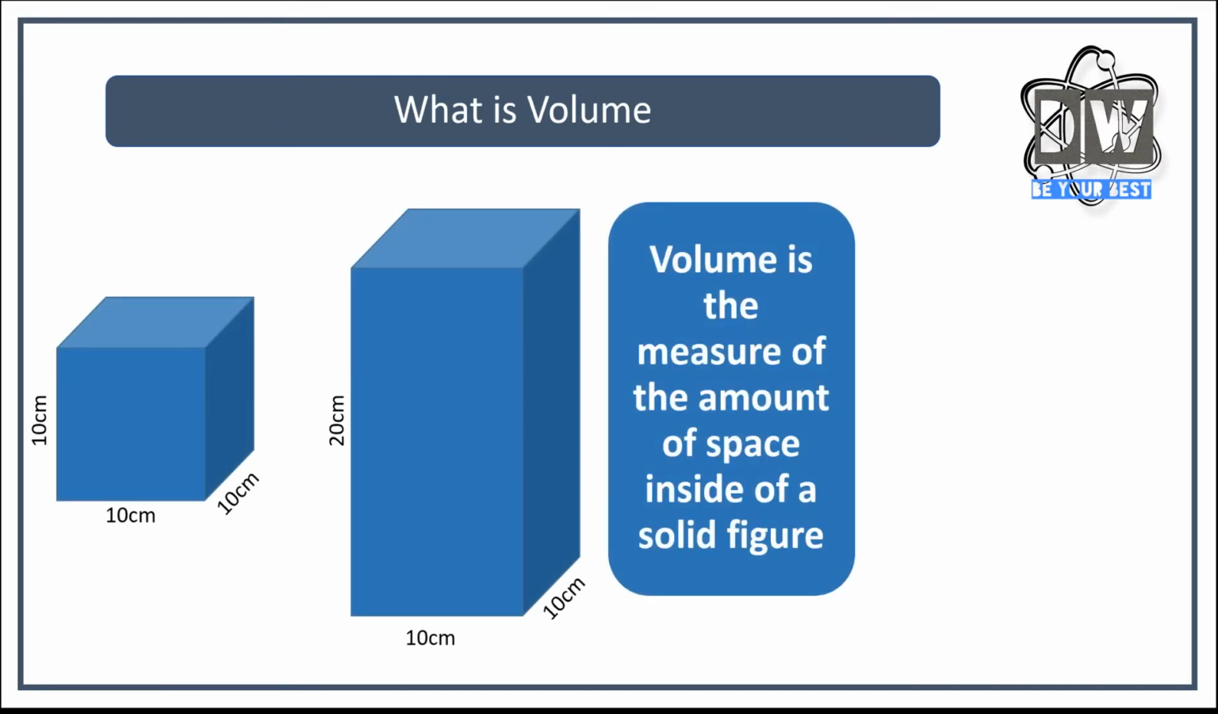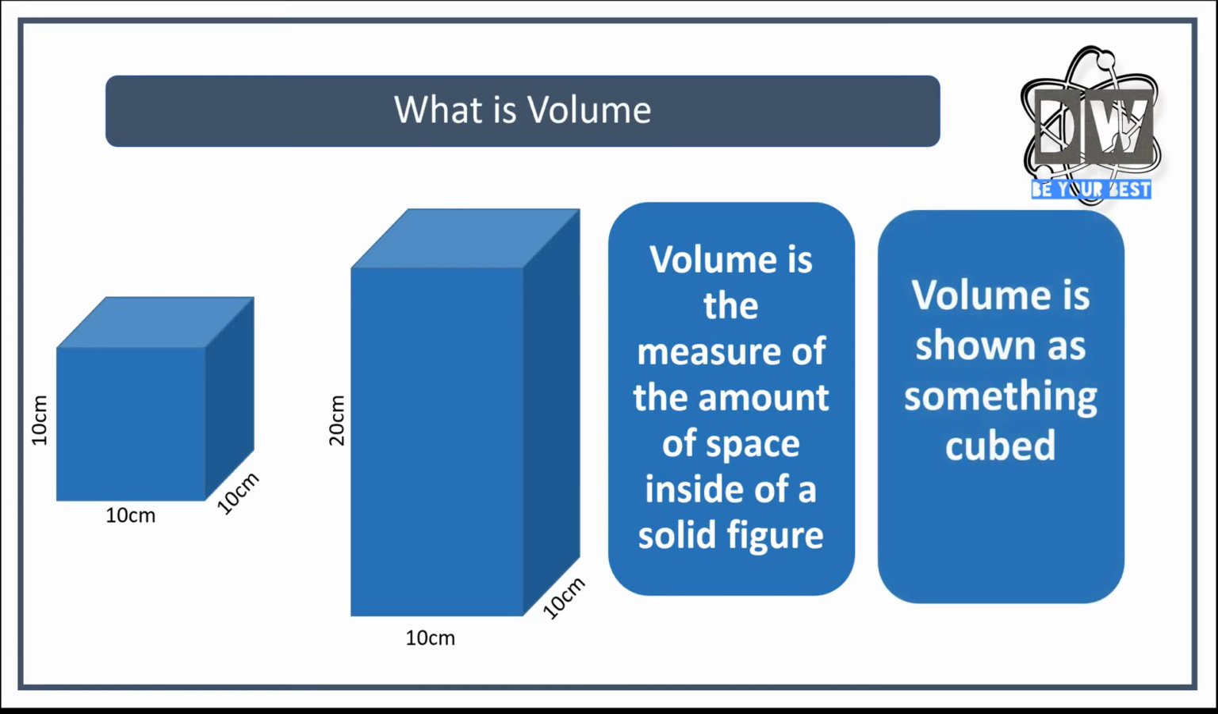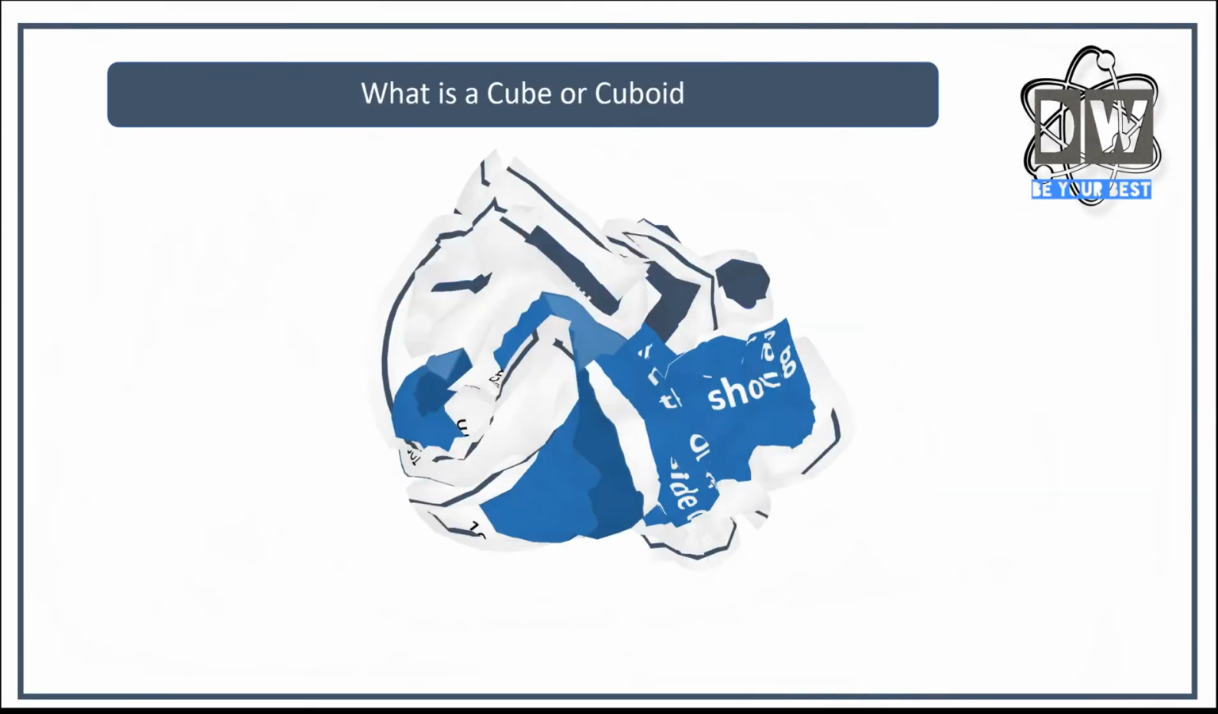Volume is a measure of the amount of space inside a solid figure. So we've looked at area before, which is like the floor area. And volume is like the room. How many boxes could we fill up a room with would be the volume. Or it's a glass, and how much water could we fill up a glass with? That would be taking up the volume of the glass. Volume is shown as something cubed. Okay, so they're all very, very simple.